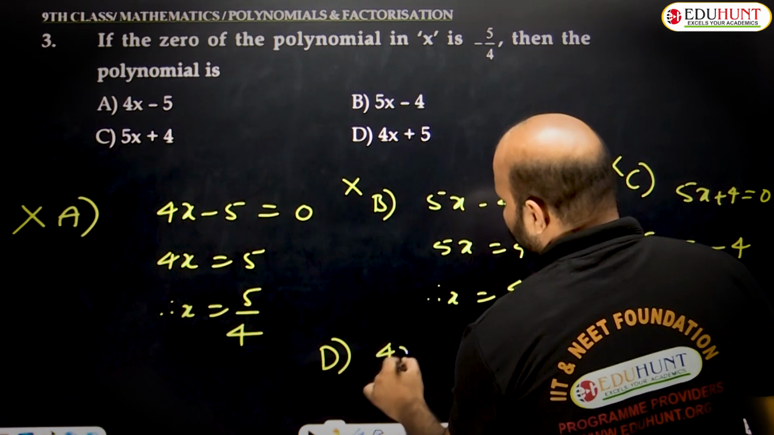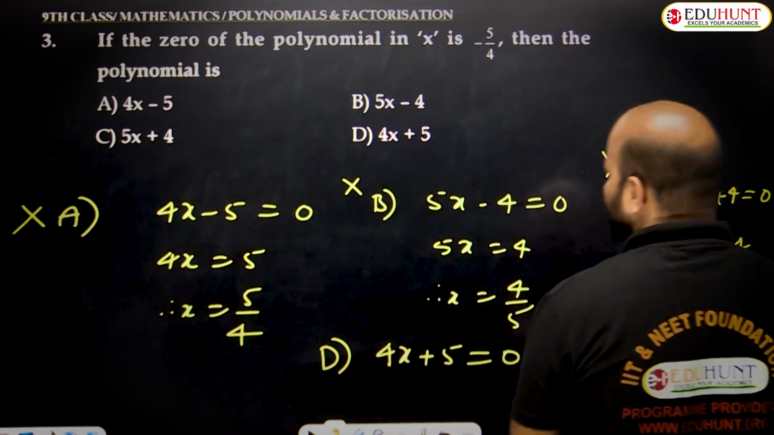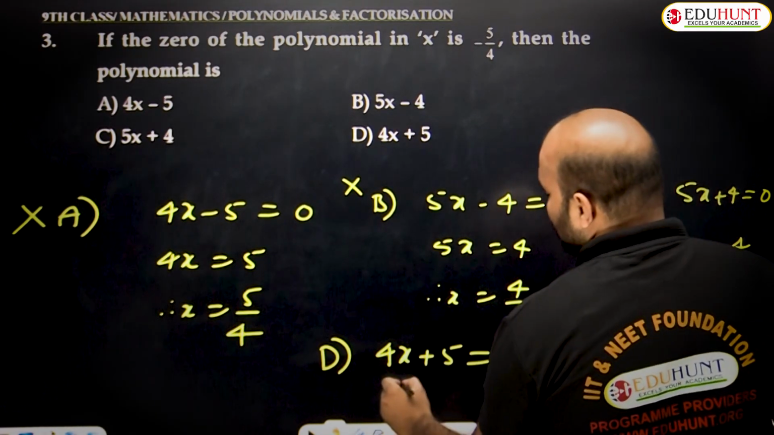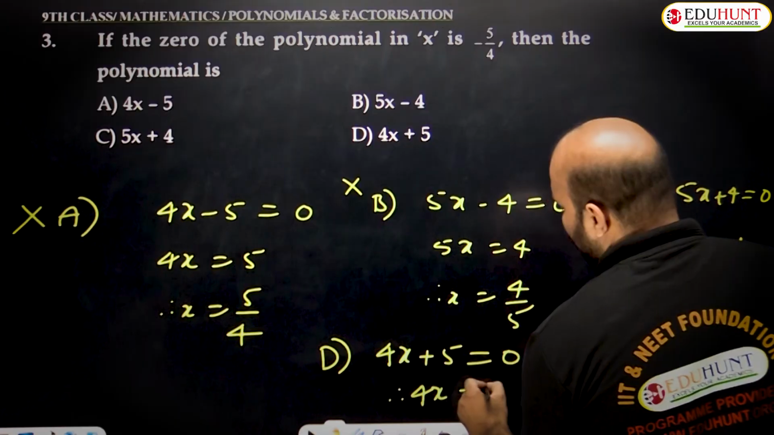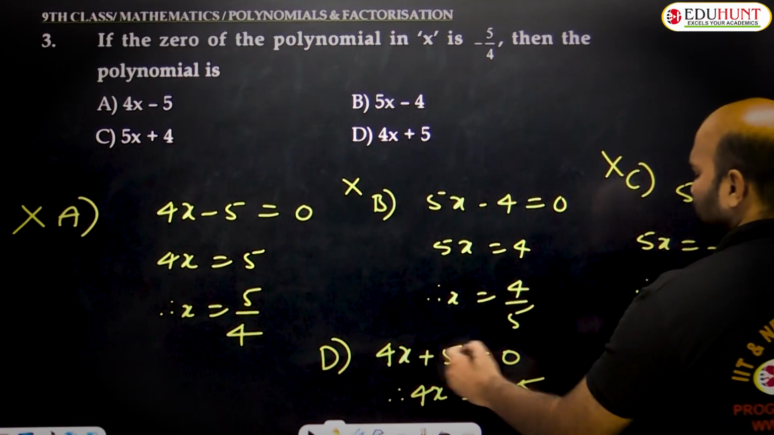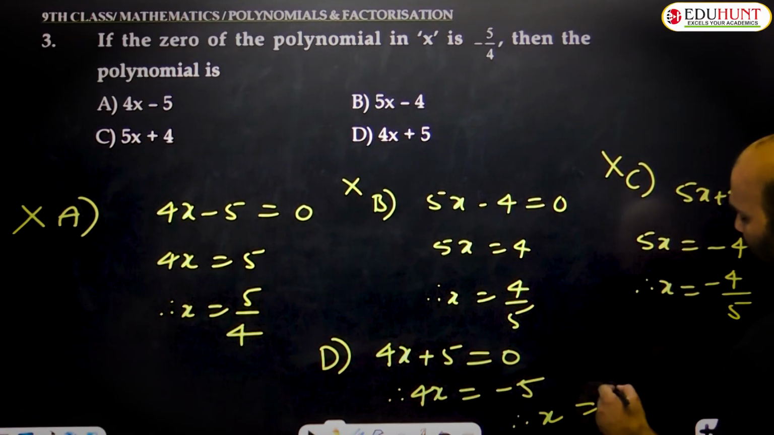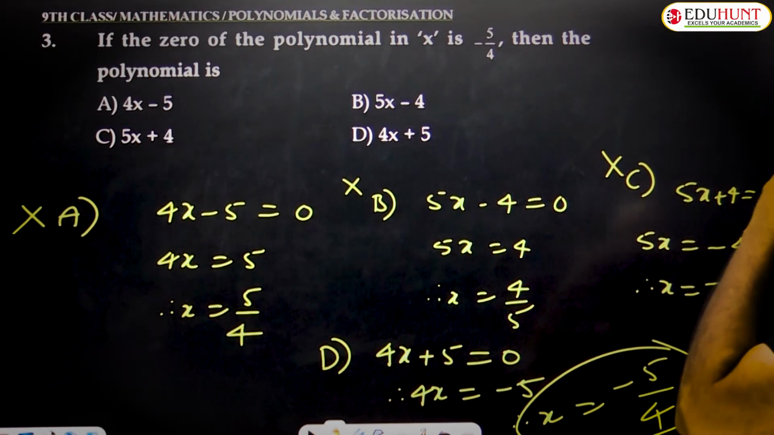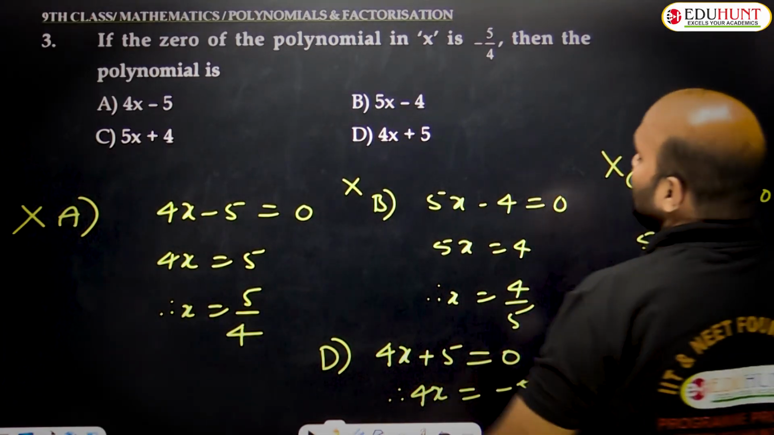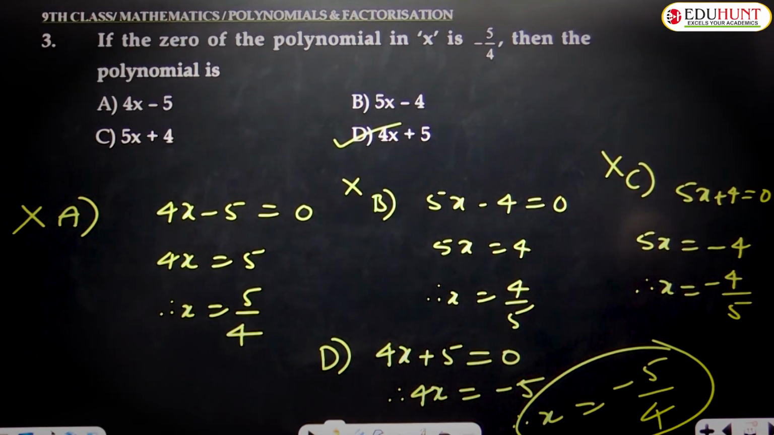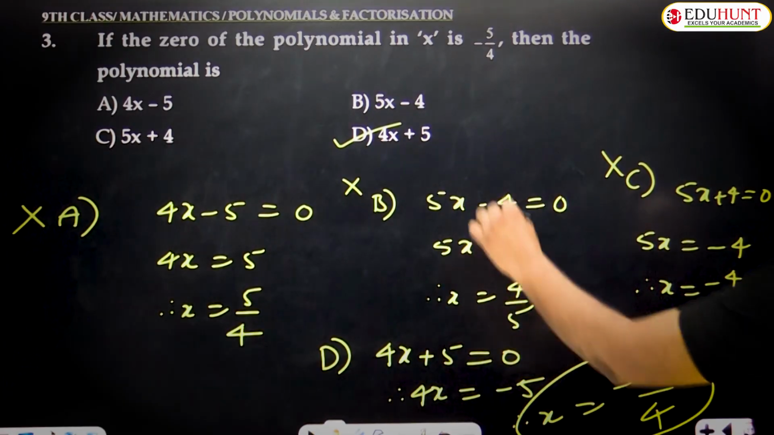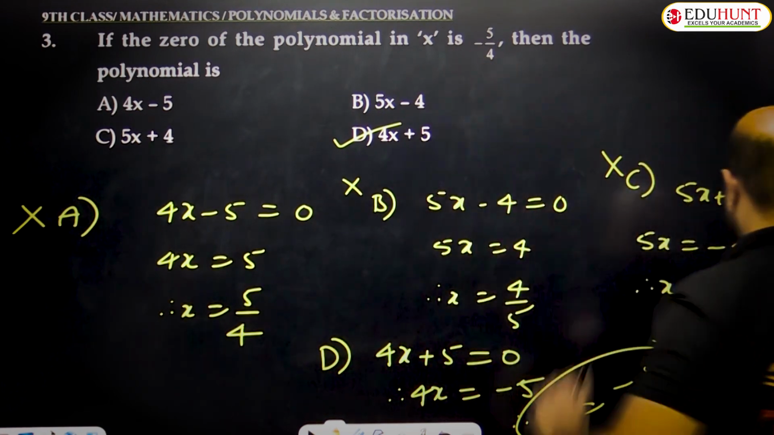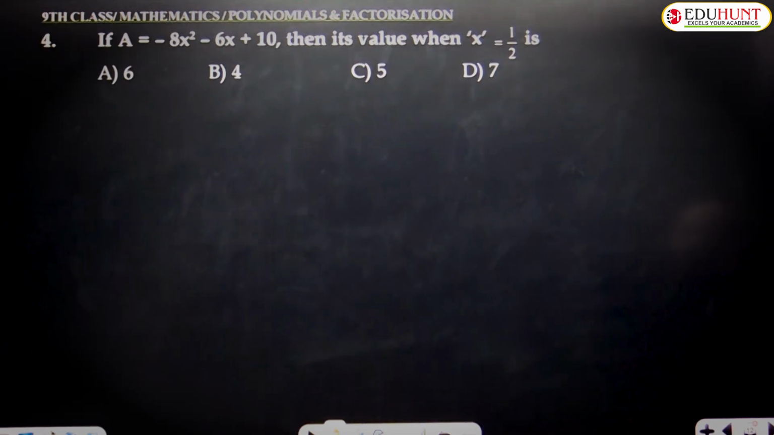D is 4x plus 5, equated to 0, because the 0 of the polynomial means the polynomial is equal to 0. So it can be written as 4x equal to minus 5. Plus 5 goes to the right side, it will become minus 5. Therefore x equals minus 5 by 4. So minus 5 by 4 is given. So the 0 of the polynomial in x is minus 5 by 4. Which option is satisfied? 4x plus 5. So the polynomial is 4x plus 5. The 0 of 4x plus 5 is minus 5 by 4. Am I clear? So let's go to question number 4.